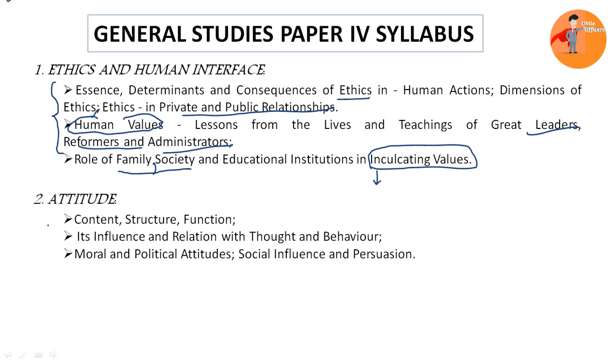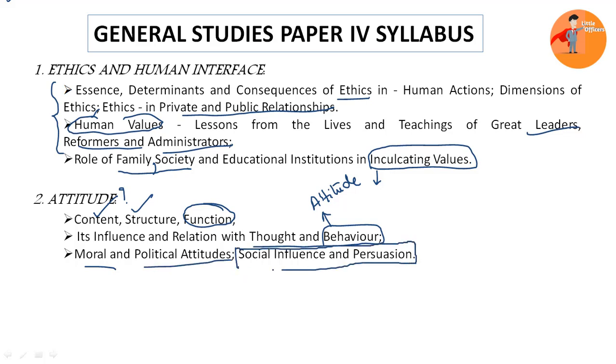In the second section, we'll be understanding what is attitude, what is its structure, its content and the functions of attitude, then its influence and relation with the thought process and behavior, that is, how one behaves based on their attitude formation. Then in the third, we'll be looking at various types of attitudes like moral attitude, political attitude, etc. And finally, we'll be looking at the meaning of social influence and persuasion and their role for civil servants. Clear? So these are the sections in attitude.